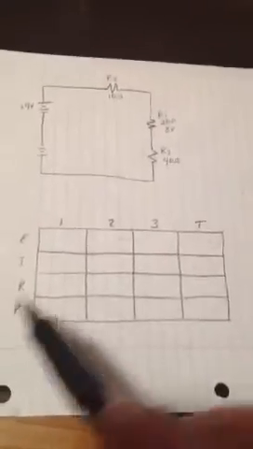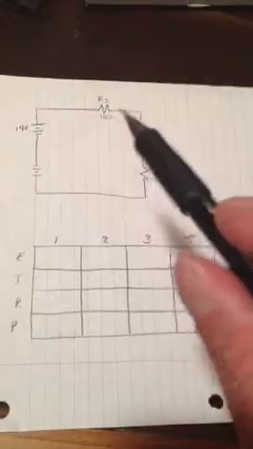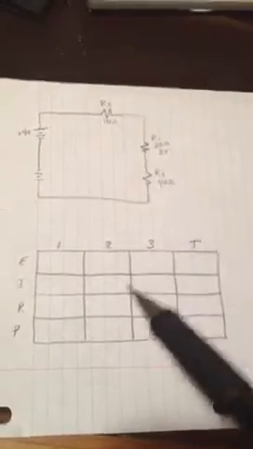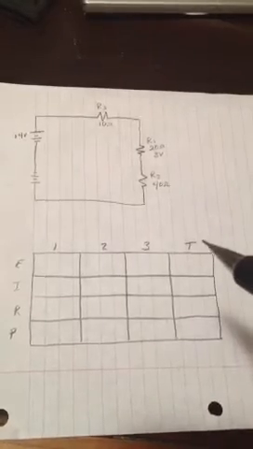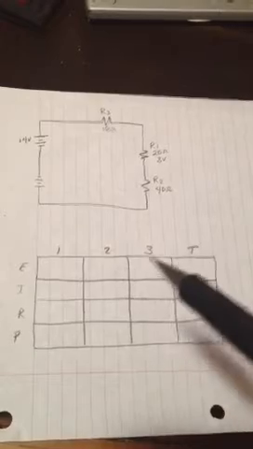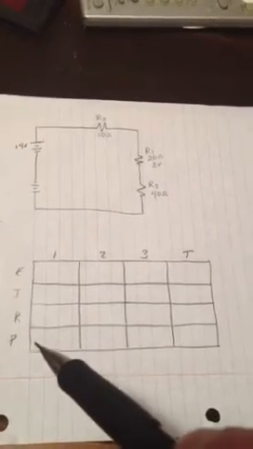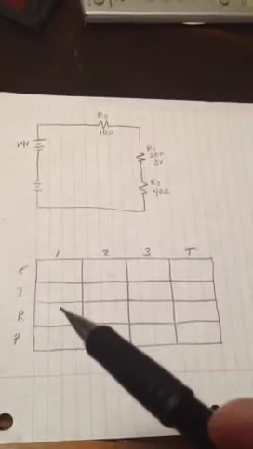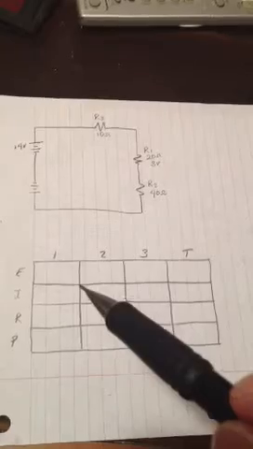This is the table I was talking about. What I do is take the number of resistors. I've got 3 resistors, so I make 3 columns: 1, 2, 3. And I'm going to have one last column here for the totals. Then over here I set up these rows: voltage, current, resistance, and power. I'll show you how to use it, because this thing could really help you keep from making mistakes.